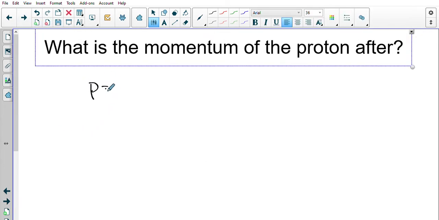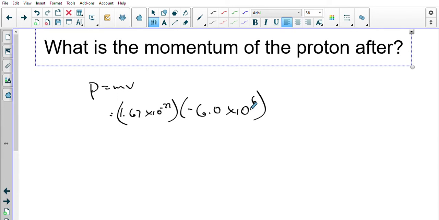Well, p is equal to mv. The mass of the proton is 1.67 times 10 to the negative 27. The velocity of the proton is negative 6.0 times 10 to the 6 meters per second. Using my Casio FX-260 Solar.